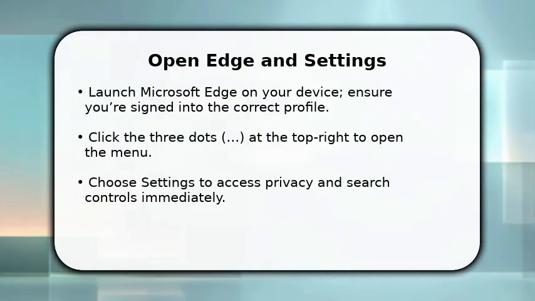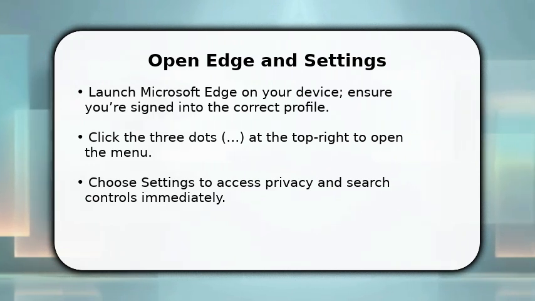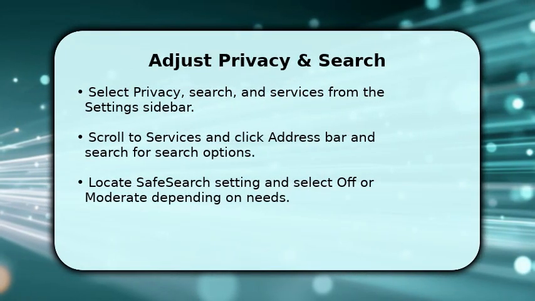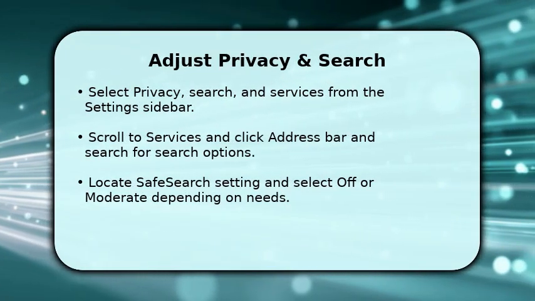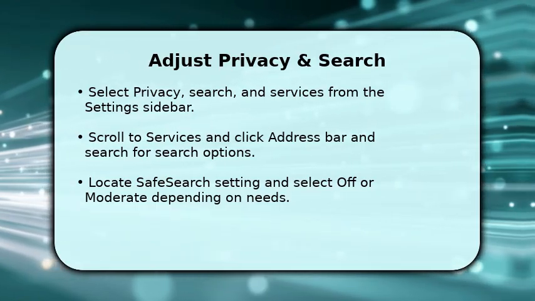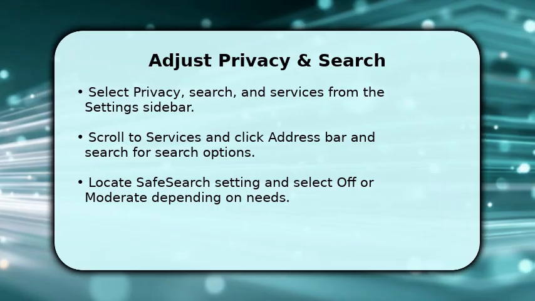You're not just viewing options, you're moving into the controls that affect safe search behavior across your browsing sessions. Now, in Settings, choose Privacy, Search, and Services to reach the controls for how Edge treats web results. Scroll down until you find Services, then open Address Bar and Search to see search-specific options. This organizes engine preferences and safe search toggles.